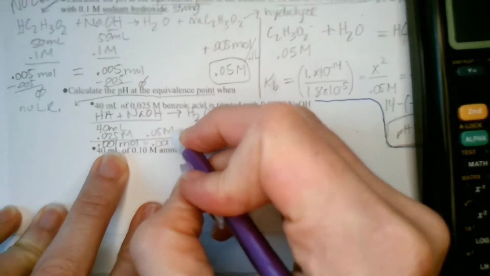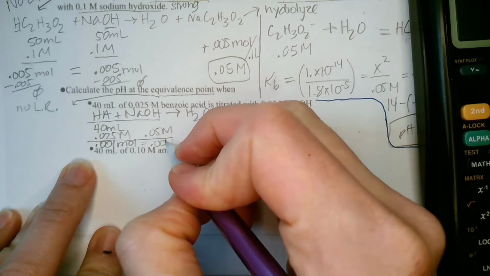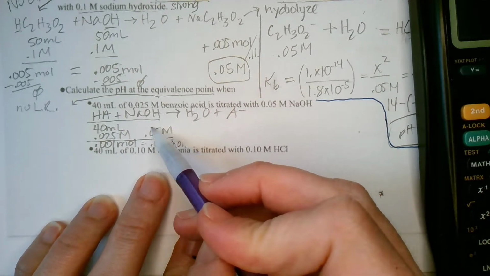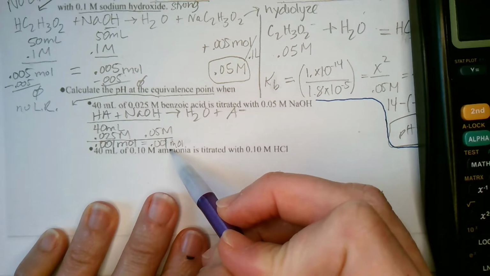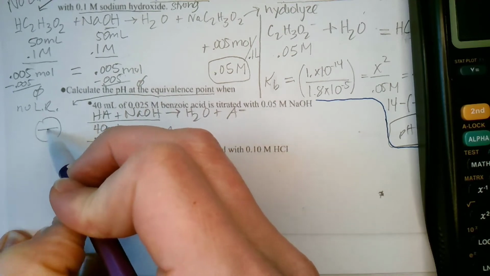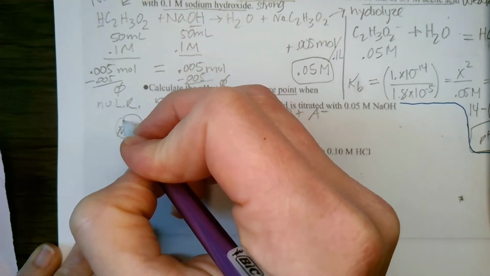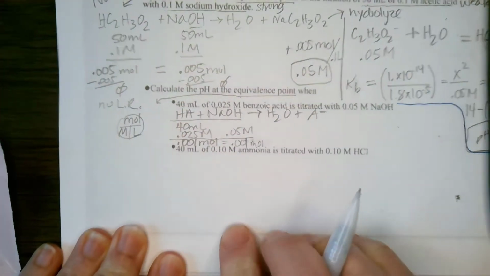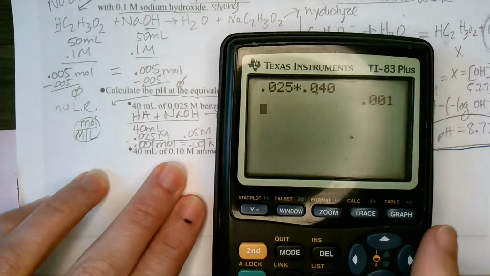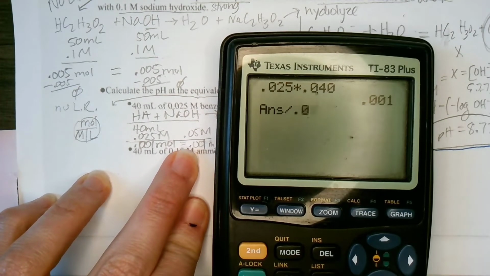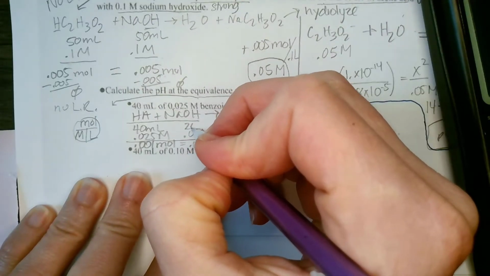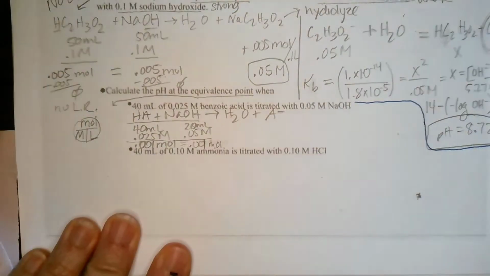Oh, that's not a capital N. This is moles. 0.001 moles. So we need to find the volume of NaOH that we need in order to have 0.001 moles of it. We know that molarity is moles over liters, so to find liters, we need to do moles divided by molarity. So 0.001 divided by 0.05 gives us 20 milliliters. Okay, that will come in handy here soon.